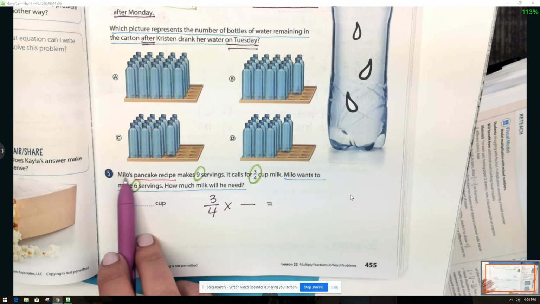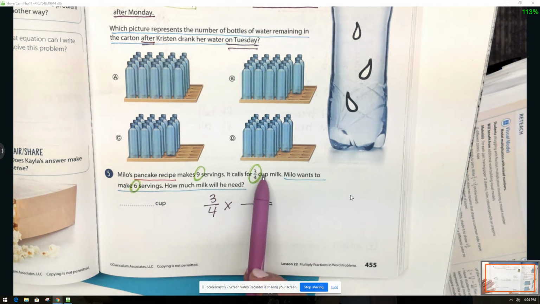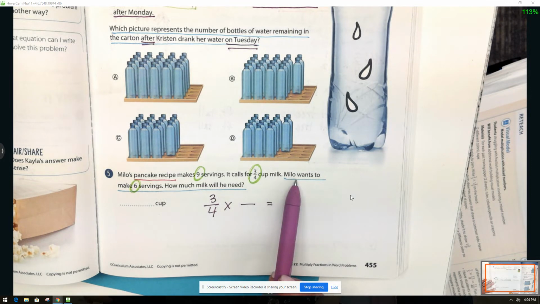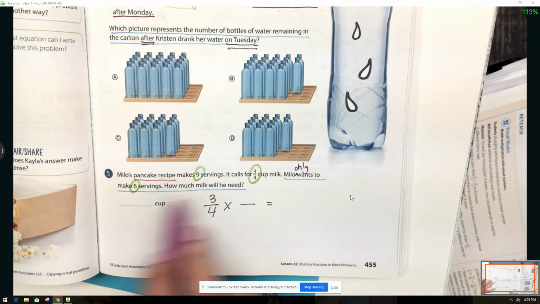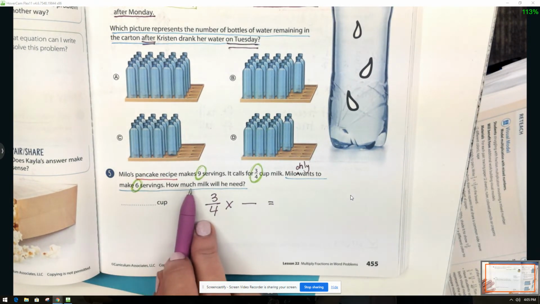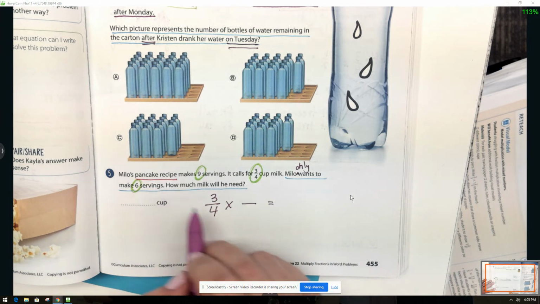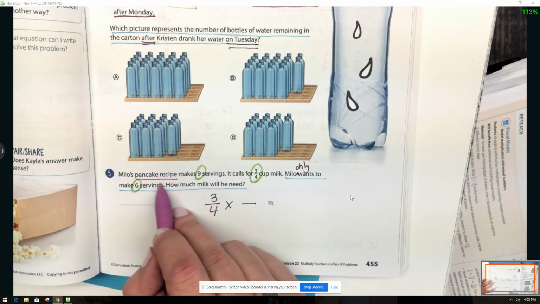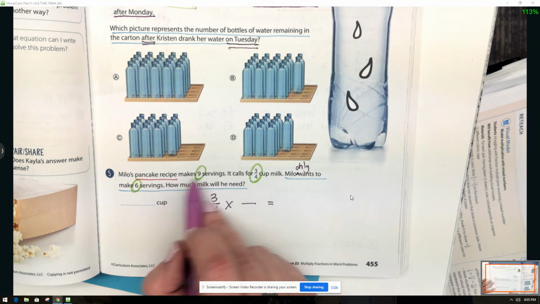Number 5 says this: Milo's pancake recipe serves 9 servings. It calls for 3/4 of a cup of milk. Milo only, I'm going to add the word only there, only wants to make 6 servings. How much milk will he need? This one, again, little tricky. The book is really trying to make you think. Not that you can't think, but just making you think. So we know that if we make this pancake recipe, we need 3/4 of a cup of milk, based off of however much we need.